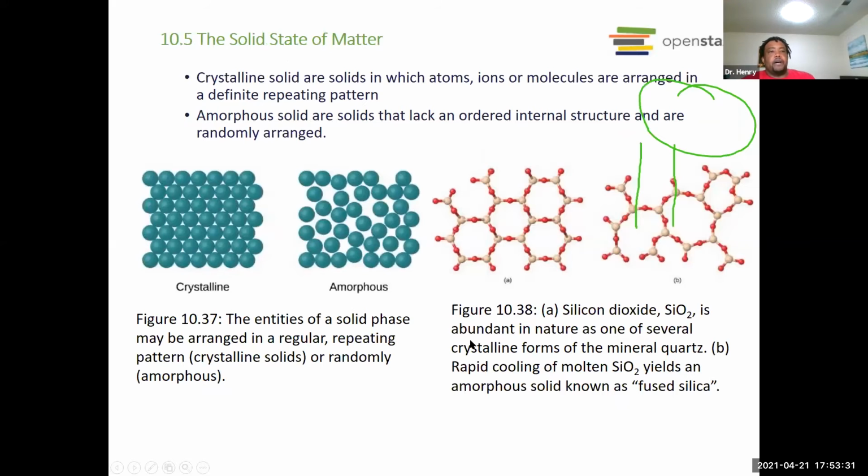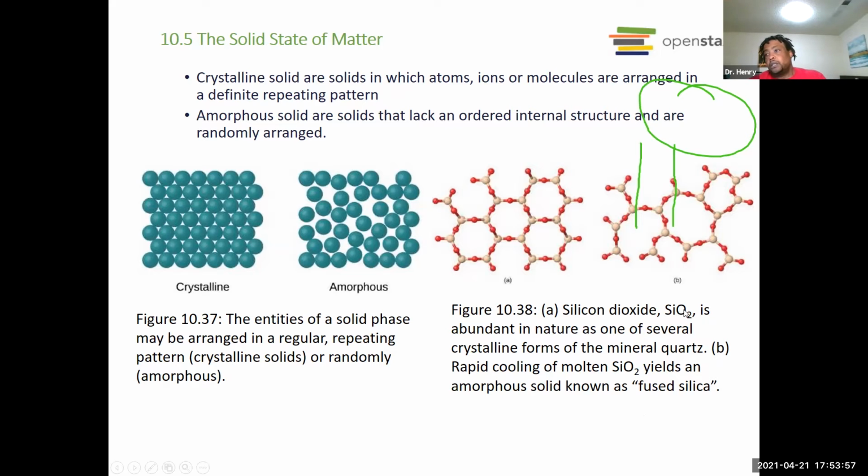Okay, so now let's talk about solids. Solids have two types of organization. One is a crystalline solid, and one is an amorphous solid. A crystalline solid has order associated with it. It has a nice arrangement that is defined by repeating patterns. Amorphous is random. It has random organization.